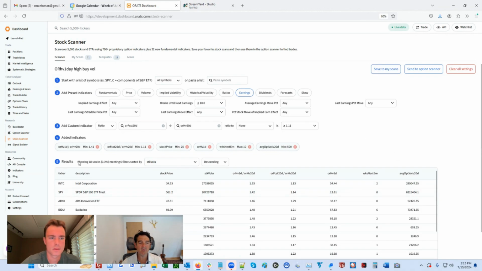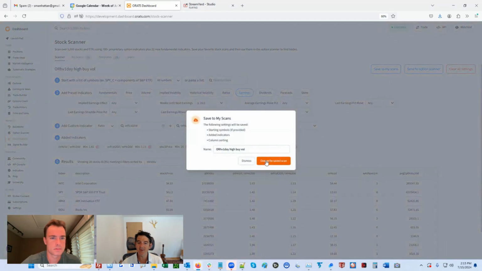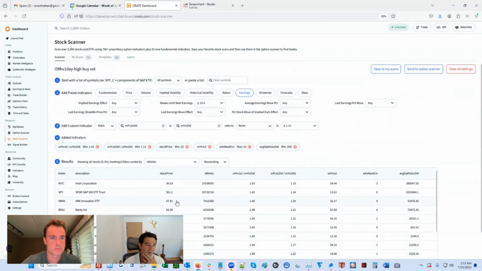Now since we've made those changes, I'm going to update and save the scan. It's easy as that to overwrite it. So this is interesting, Tyler. There's SPY. SPY is saying, hey, listen, the 1 day is a lot bigger than it's been. You know, we should add another one with the actual implied volatility.